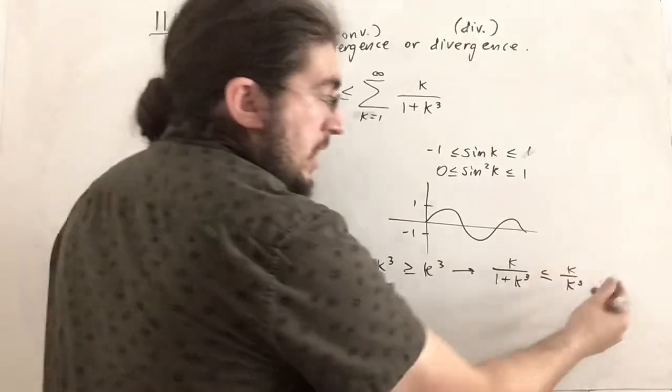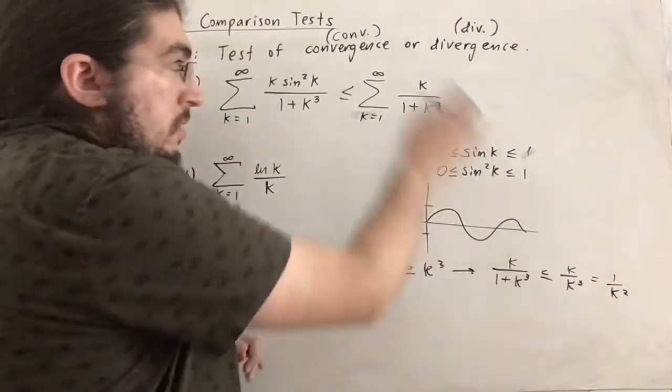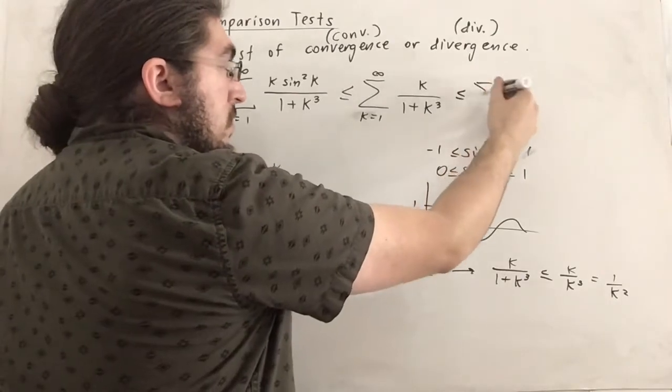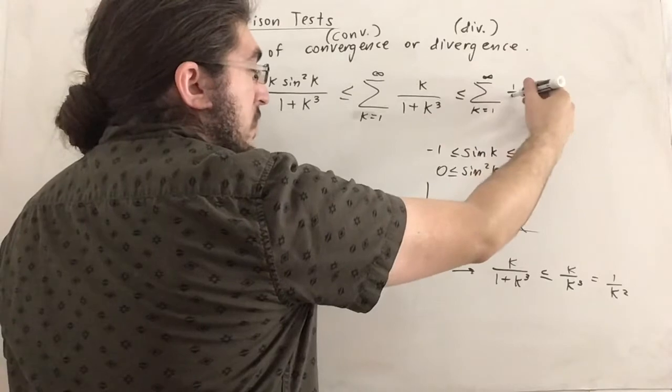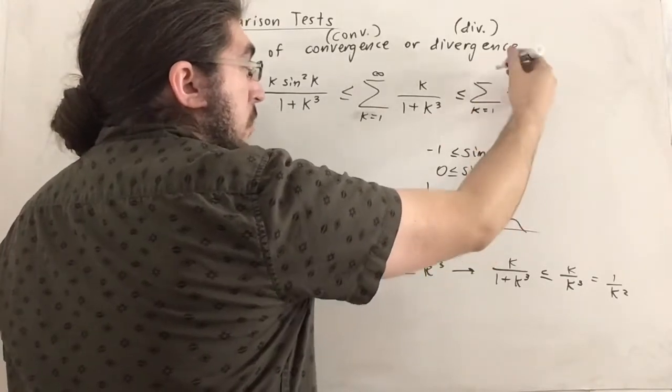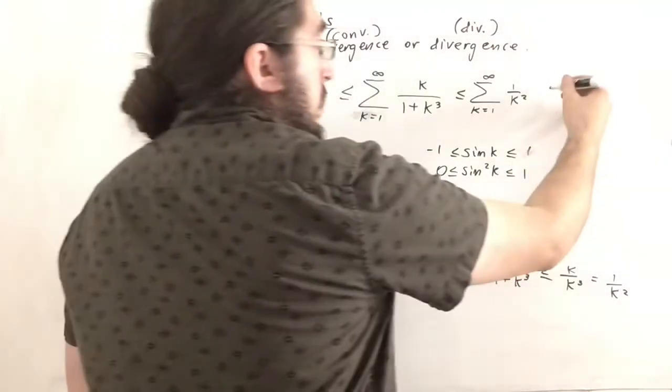Now what's funny is that here there's cancellation, and this is actually just 1 over k squared. So this series is actually less than or equal to the series from k equals 1 to infinity of 1 over k squared, which we saw already is convergent because it's a p-series.